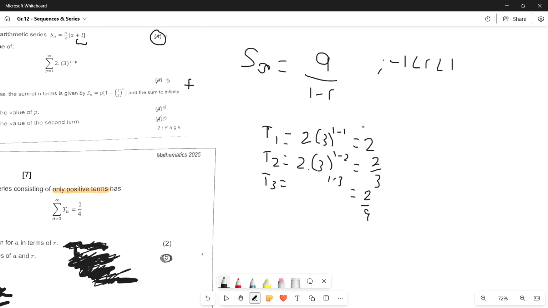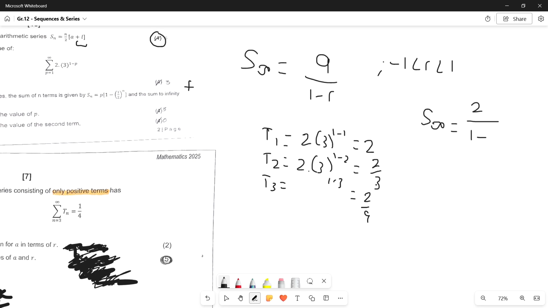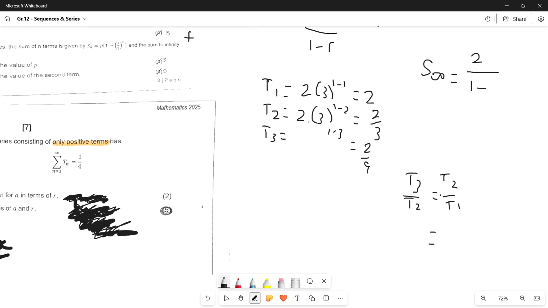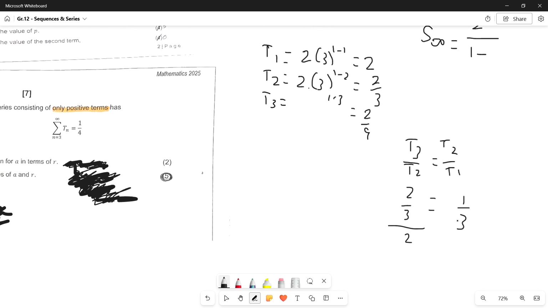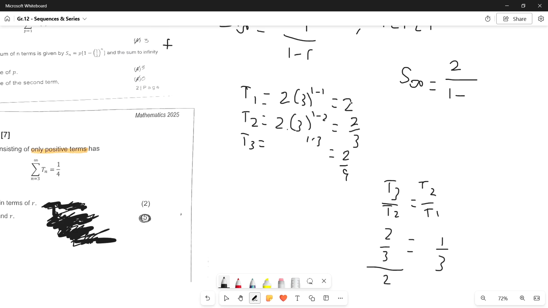So now we have the values of T3, T2, and T1. And this is great for us because T1 is our A value. So our A is 2 over there, and then 1 minus our ratio. Our ratio, as we did in the previous question, is T3 over T2 equals T2 over T1. We can just work on either side, okay? Which means 2 over 3, which is T2, over 2, which is T1, equals 1 over 3. And this fits the restriction over here that our ratio needs to be between -1 and 1. And a reminder that our ratio is this number multiplied by the ratio gives us the second term and repeats.